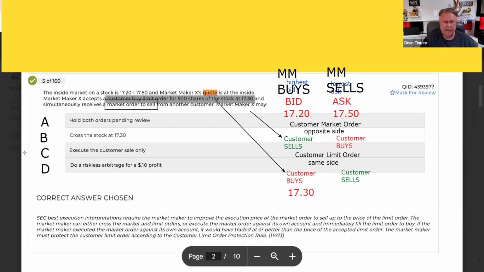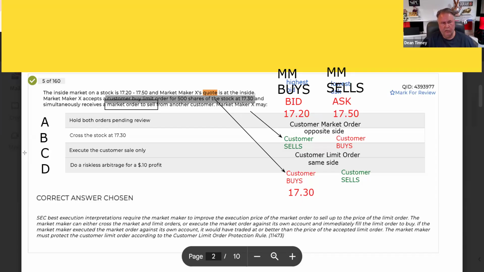You know, I tell the customer, hey, you just sold 500 shares at 1730, and the customer with the buy limit bought it. Boom, I'm done. By the way, I'm acting in dual agency there, so I'm representing two parties in one trade, and that would be disclosed as well.